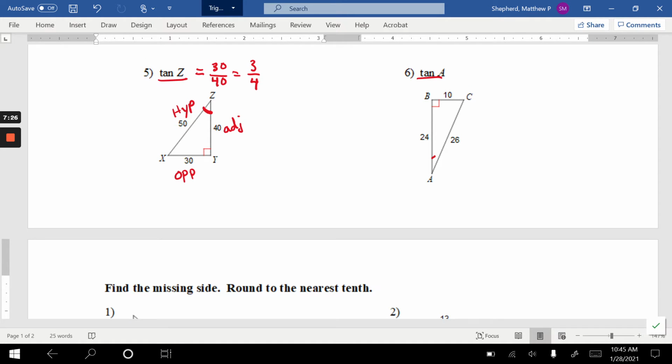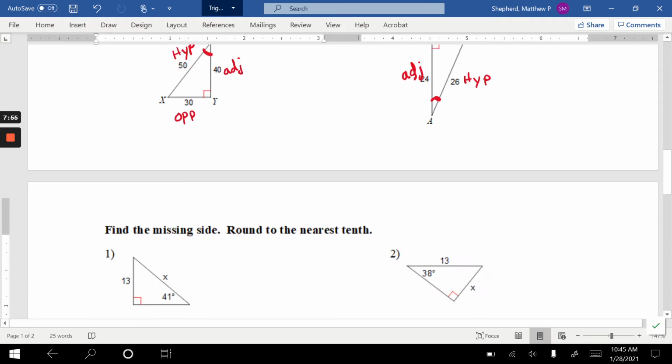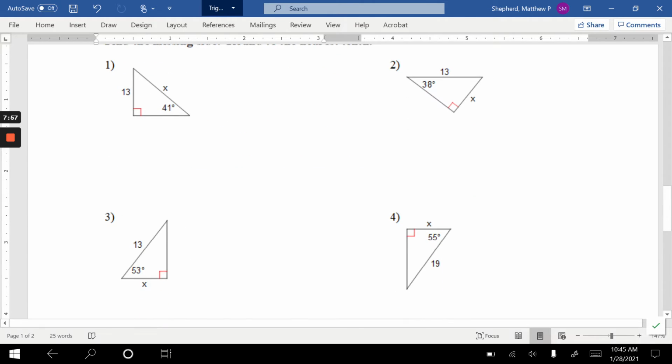Tangent of A. Our longest side is the hypotenuse. This side touching the angle is the adjacent, and the one on the opposite side is opposite. So opposite over the adjacent should give us 5/12. So we've now got those.